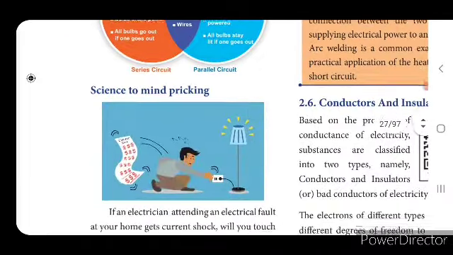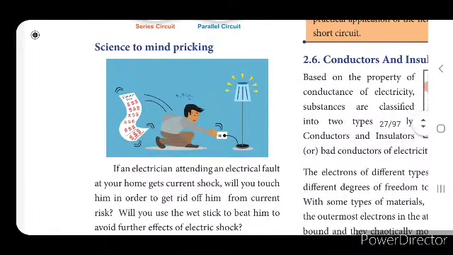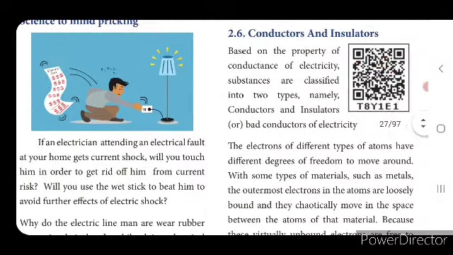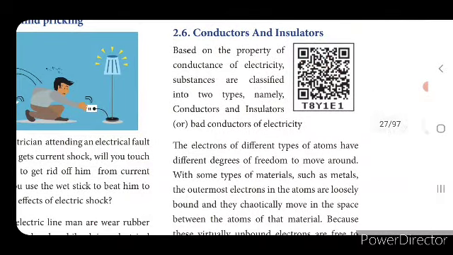Okay children. The next one, the electrician always uses gloves and rubber chappals when doing that work. Why? Because plastic and rubber are insulators. Insulators are materials which do not conduct any electricity. When the person is working with electric power, it should be switched off, and for safety purposes they wear those. Okay children, next we will see about conductors and insulators.